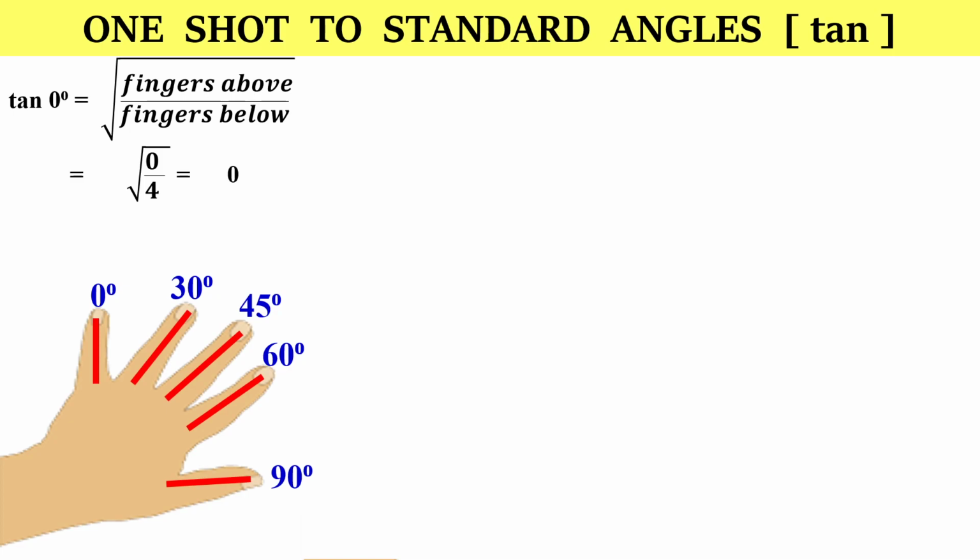There are no fingers, so it is square root of 0. Now when I count the number of fingers below the little finger, there are 4 fingers. So the answer for tan 0 will be square root of 0 upon square root of 4, and we know square root of 0 is 0 and square root of 4 is 2. 0 upon 2 is 0. So the value of tan 0 is taken as 0. I hope you have understood.